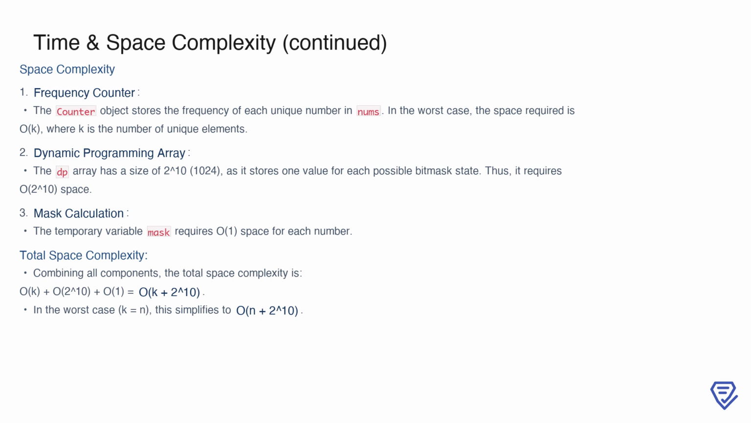When we combine these, the total space complexity becomes k for the frequency counter, 2^10 for the DP array, and 1 for the mask. This adds up to k plus 2^10. In the worst case, where k equals n, the space complexity simplifies to n plus 2^10, which is manageable given the constraints of the problem.